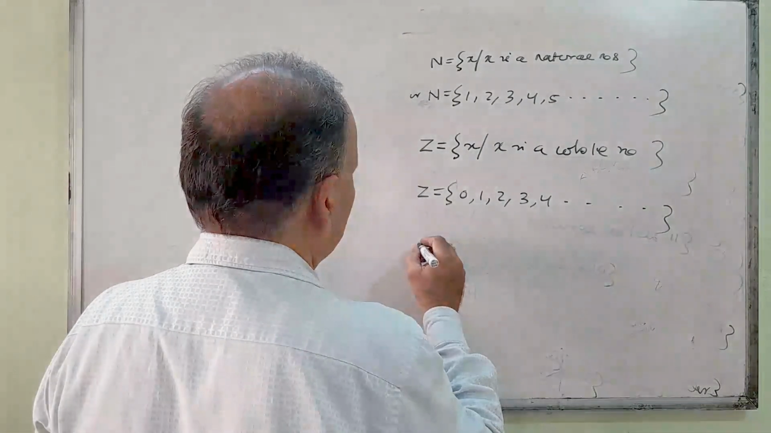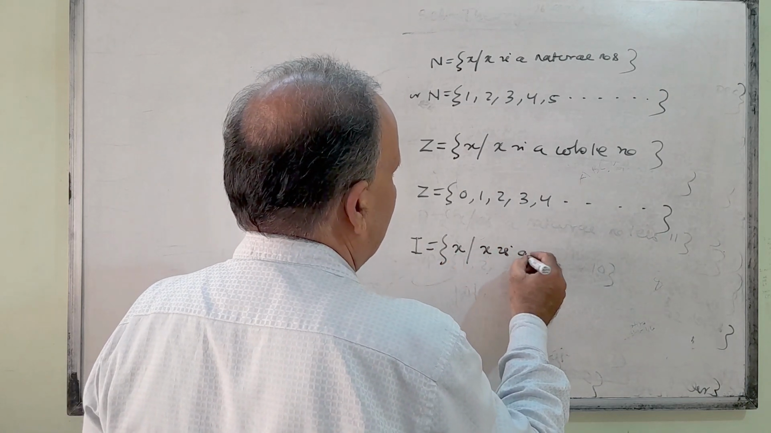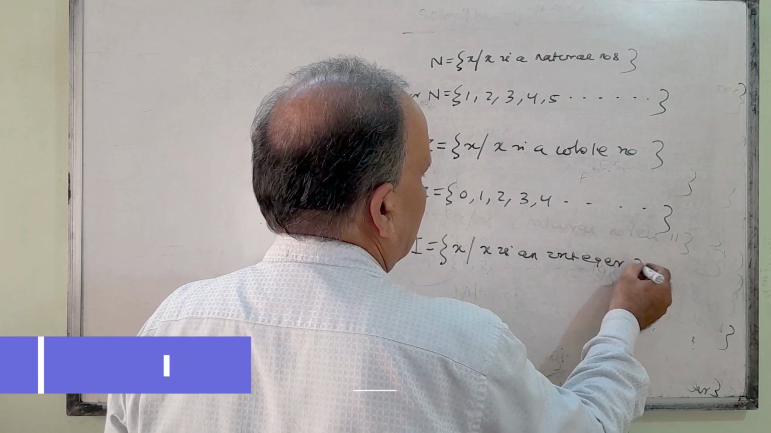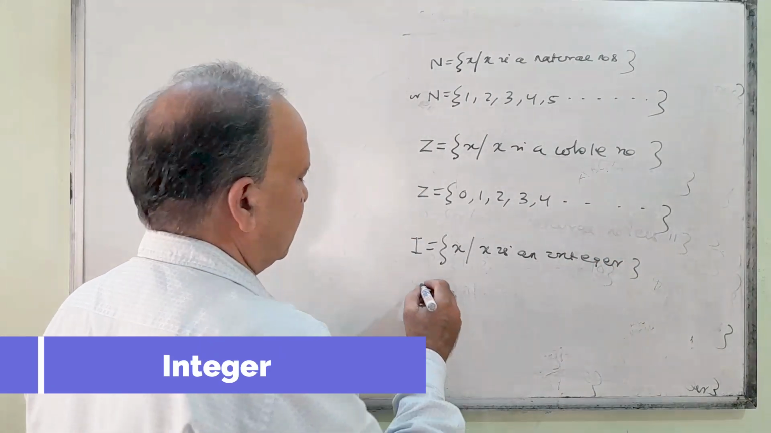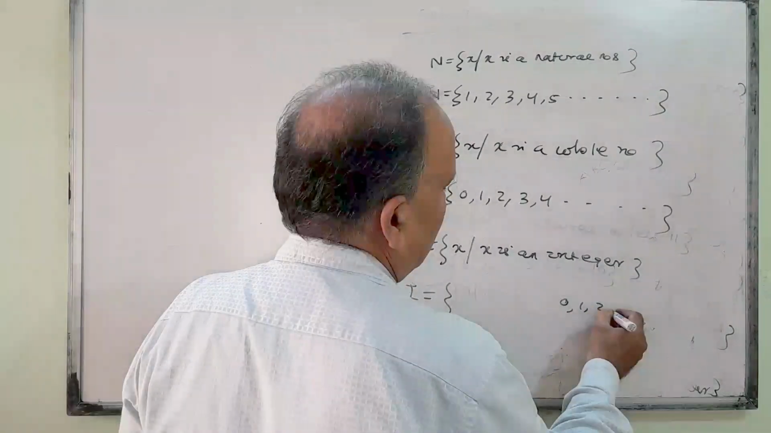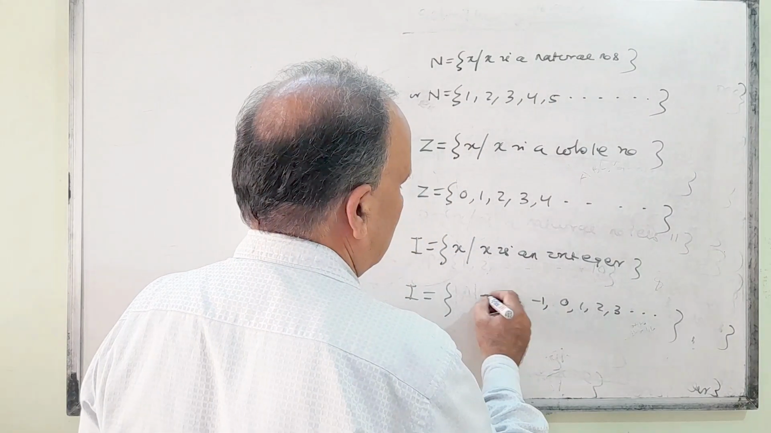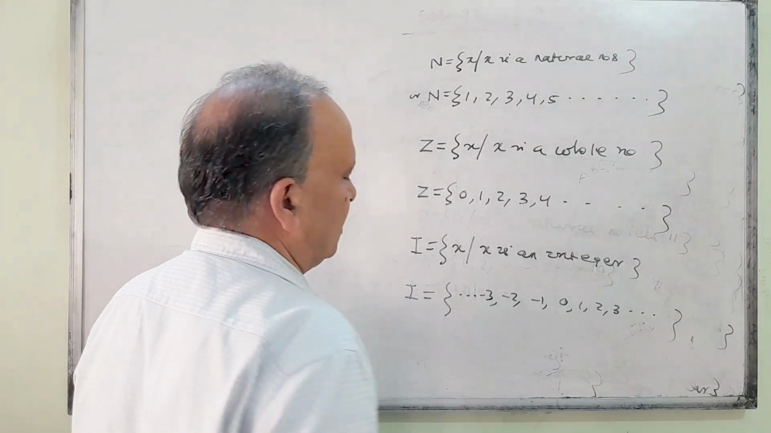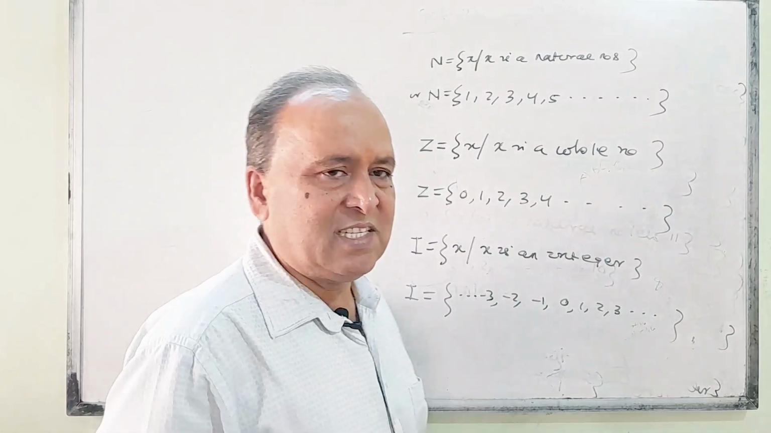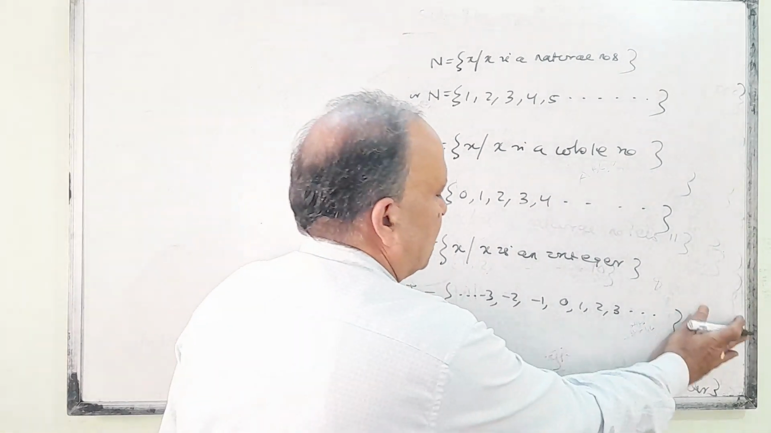Next come to integers: the set of all x such that x is an integer. You can write the list like this: 0, 1, 2, 3, dot dot dot, and -1, -2, -3, dot dot dot. That means there is no largest integer and there is no smallest integer. This is the set of integers.